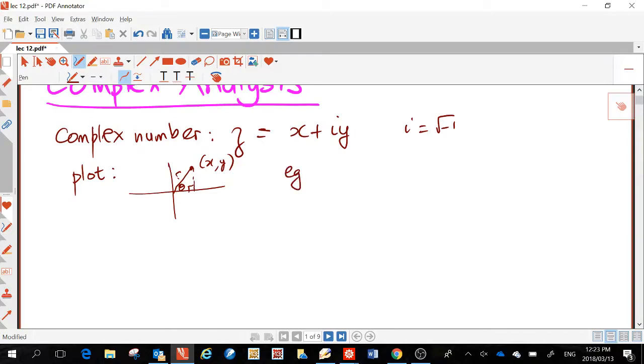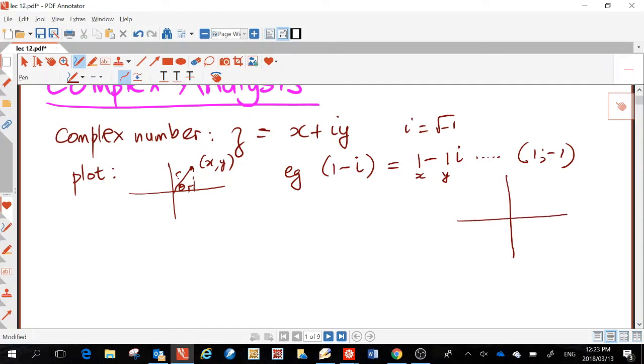For example, if you take the complex number 1 minus i, this number is actually 1 minus 1i. So x is 1, y is minus 1. So actually this number can be plotted with the point 1, minus 1. If you plot on the coordinate plane 1 minus i, it'll just be a dot at x is 1, y is minus 1. That dot represents the position of the complex number, as it were. But this number is characterized by two elements, the x value and the y value.